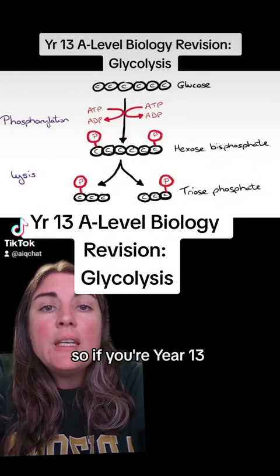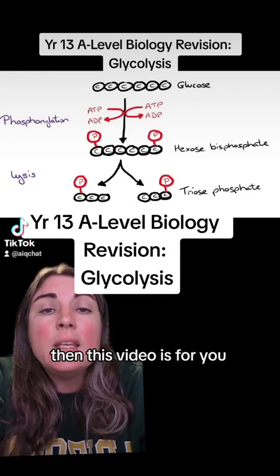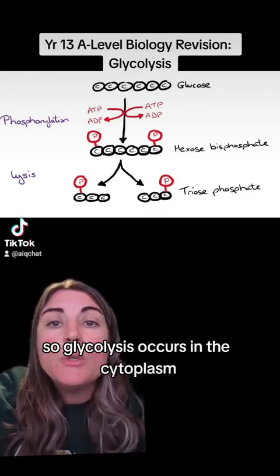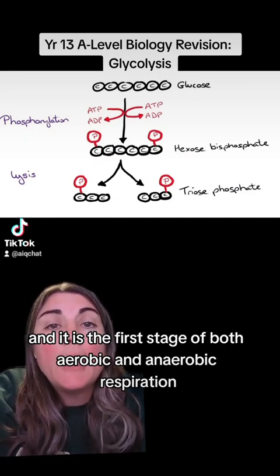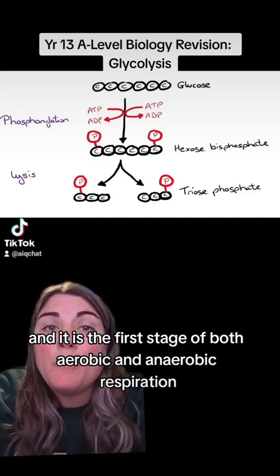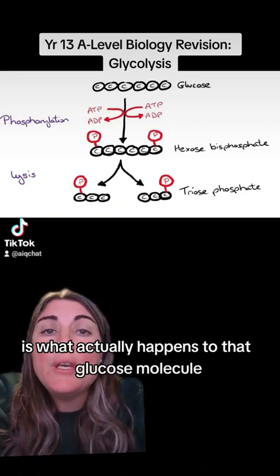So if you're a year 13 A-level biology student and you are trying to revise glycolysis, then this video is for you. So glycolysis occurs in the cytoplasm and it is the first stage of both aerobic and anaerobic respiration. So the first thing we need to talk about is what actually happens to that glucose molecule.